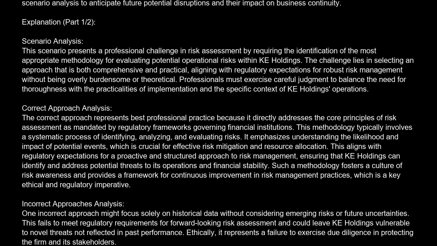Incorrect approach analysis. One incorrect approach might focus solely on historical data without considering emerging risks or future uncertainties. This fails to meet regulatory requirements for forward-looking risk assessment and could leave KE Holdings vulnerable to novel threats not reflected in past performance. Ethically, it represents a failure to exercise due diligence in protecting the firm and its stakeholders. Another incorrect approach could be one that is overly qualitative and subjective, lacking clear metrics or defined thresholds for risk evaluation.